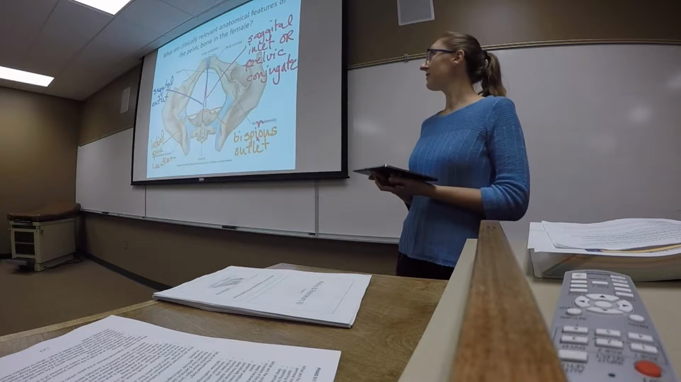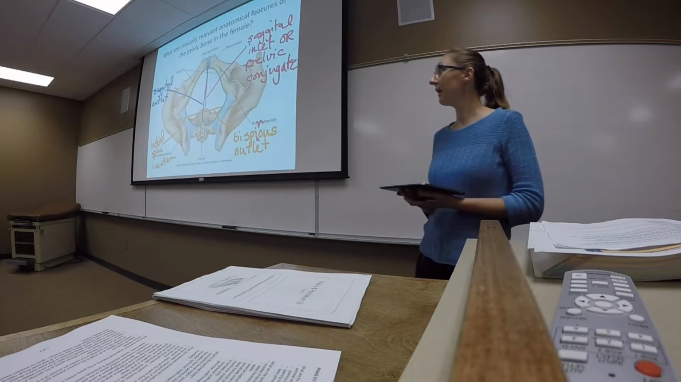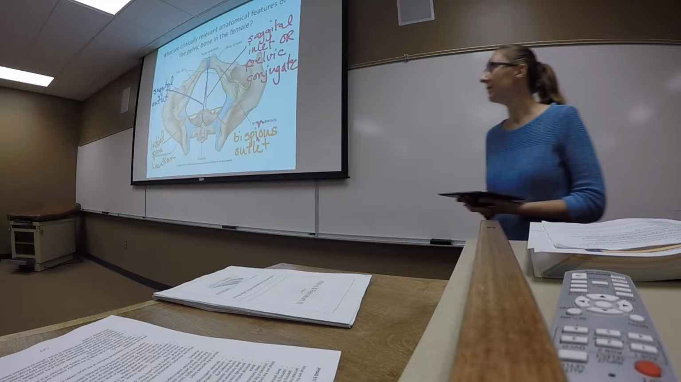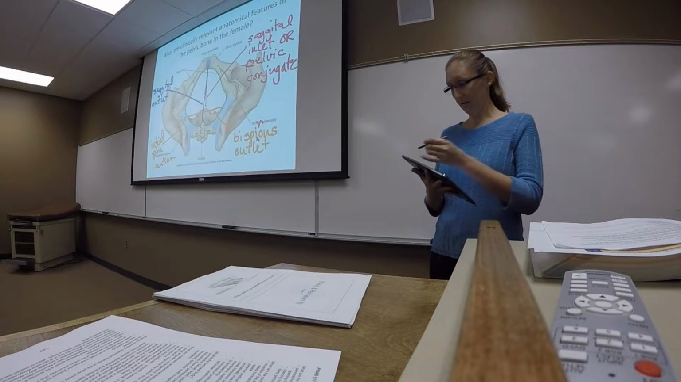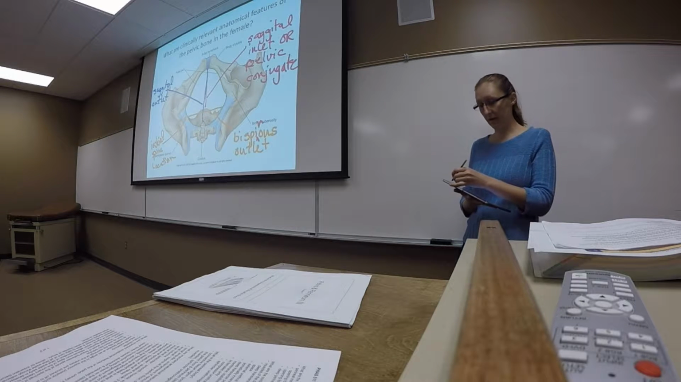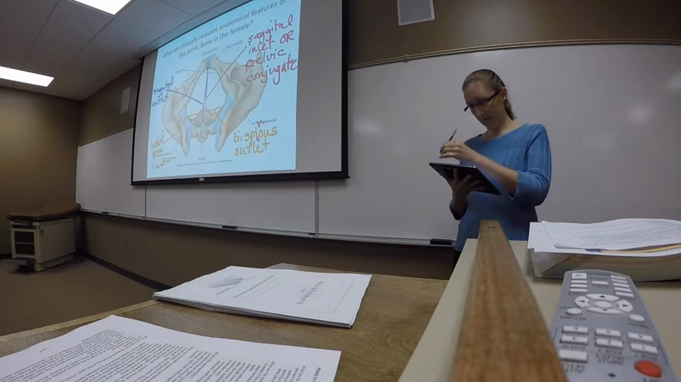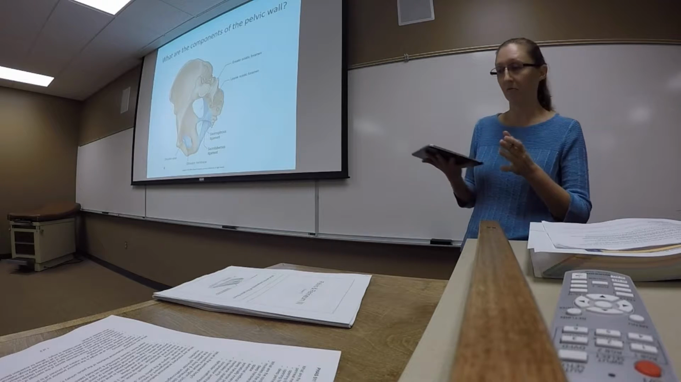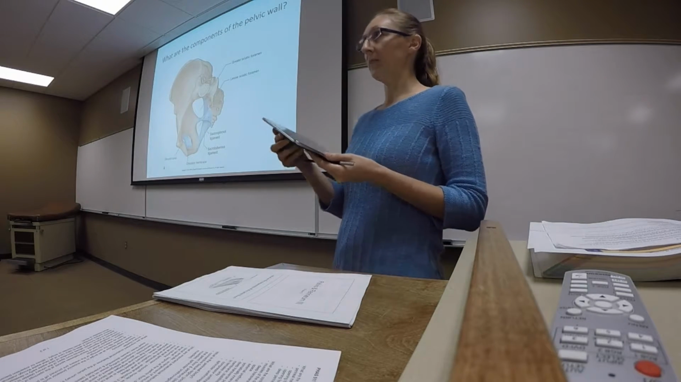So we ended with this slide last time, talking about the pelvic outlet and all of the different apertures that are important for childbirth. So then we want to step forward. Switch from the pelvic floor to talk a little bit more about the pelvic wall.